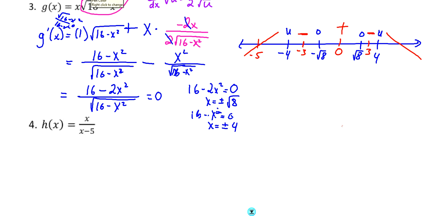So for this function, here, it goes from decreasing to increasing. So this is a minimum. And this critical point goes from increasing to decreasing. So this is a maximum.